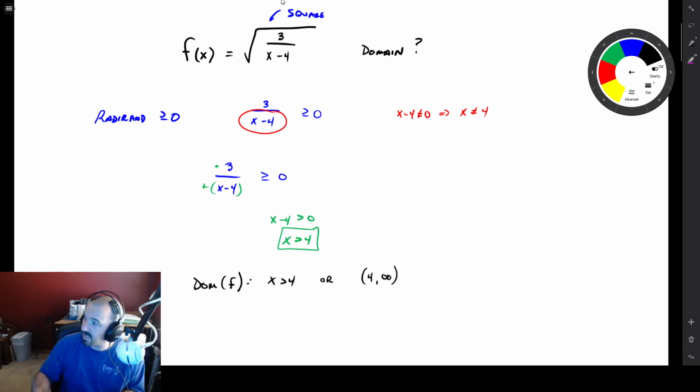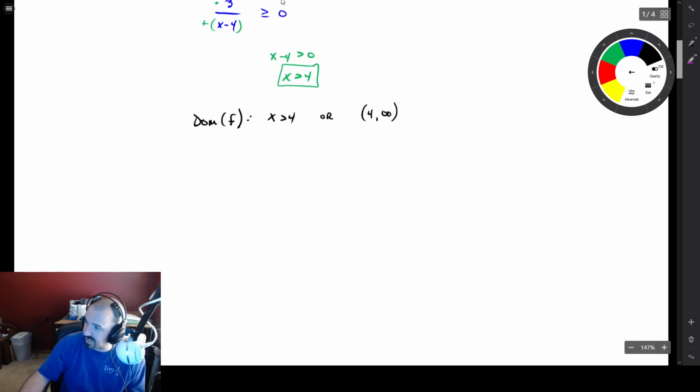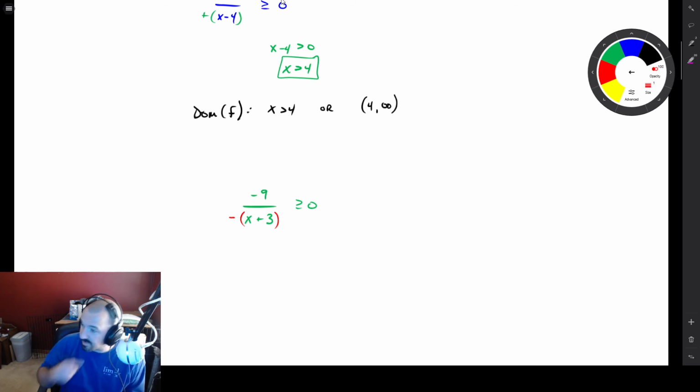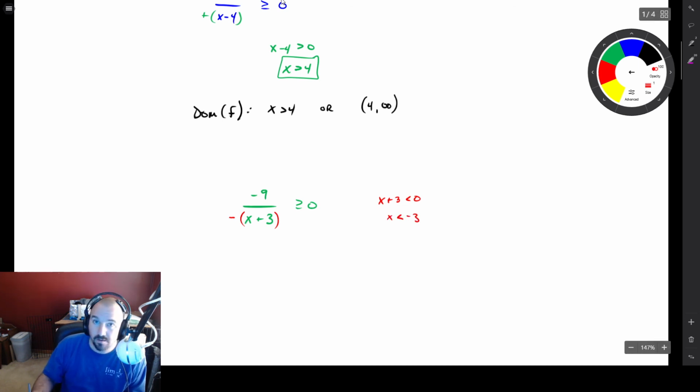Now, as a second half to it, I noticed that a negative came up. So you would have had negative 9 over x plus 3, and we want to make sure that that's greater than or equal to 0. In this case, because the top is negative, the bottom has to be negative. Otherwise, it will never be greater than or equal to 0. Since that part needs to be negative, that means x plus 3 wants to be less than 0. If we subtract 3, we get x is less than negative 3. And so that's the issue there.